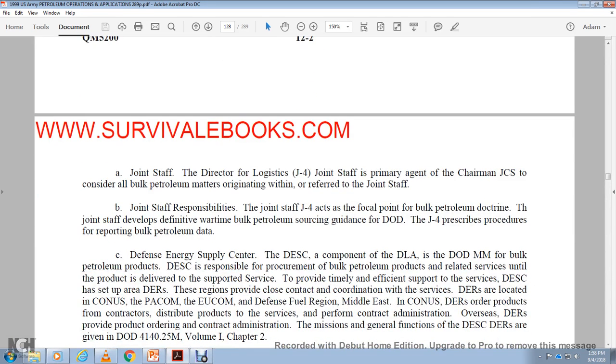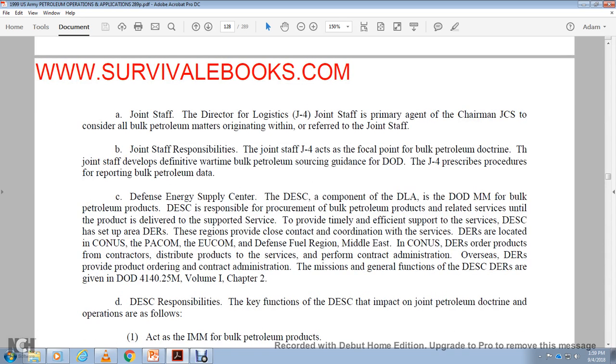Joint Staff. The Director of Logistics, the J4 of the Joint Staff, is the primary agent for the Chairman of the Joint Chiefs of Staff. All bulk petroleum matters will originate within and be referred to the Joint Staff. The J4 acts as the focal point for bulk petroleum doctrine. The Joint Staff develops and defines wartime bulk petroleum sourcing guidance for the DOD, and the J4 prescribes the reporting of bulk petroleum product data.